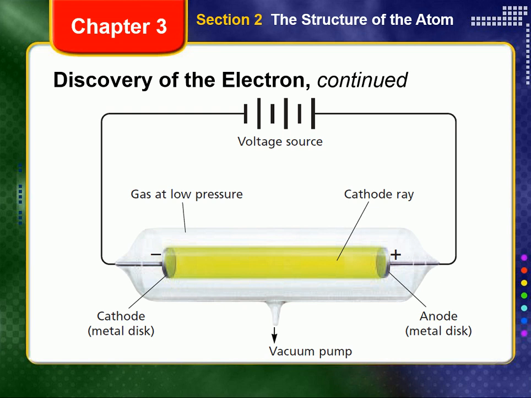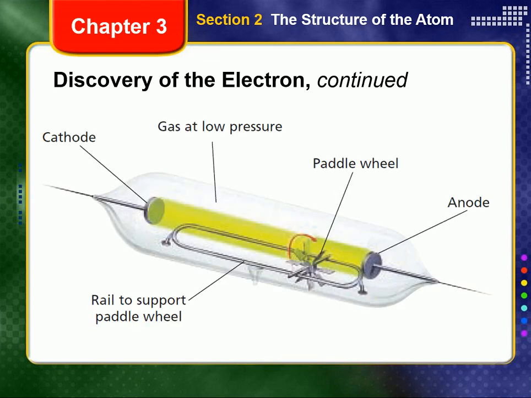1. An object placed between the cathode and the opposite end of the tube cast a shadow on the glass. 2. A paddle wheel placed on rails between the electrodes rolled along the rails from the cathode toward the anode, as is shown in Figure 3-5 on page 71 of your text or on the screen now. These facts supported the existence of a cathode ray. Furthermore, the paddle wheel experiment showed that a cathode ray has sufficient mass to set the wheel in motion. Additional experiments provided more information.